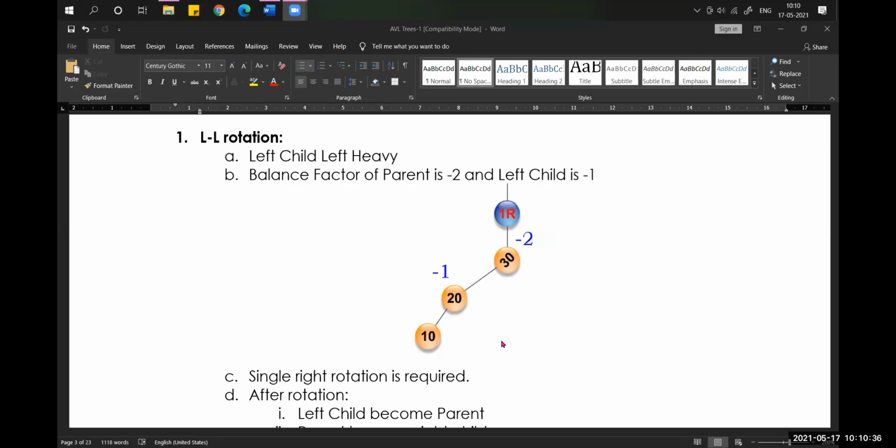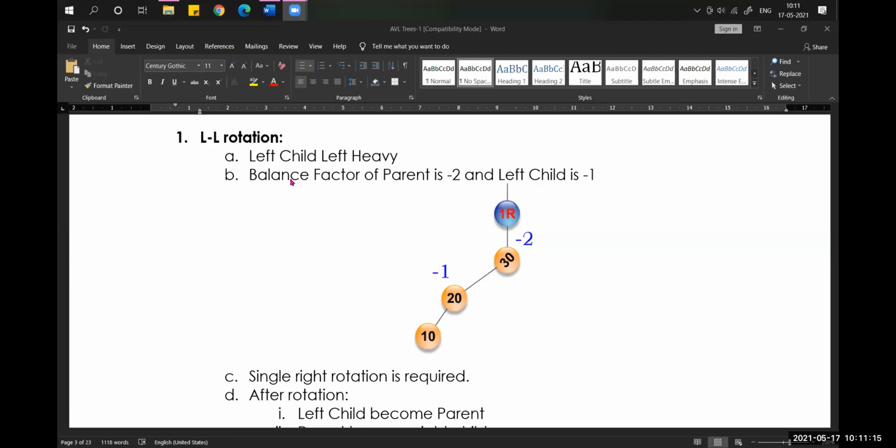We have four rotations. Which rotation do we have to select for balancing this imbalanced tree? LL rotation. Why are we choosing LL rotation? Because if you observe this tree, which side are the nodes more? Here, the left part, left child, left heavy. So on the left side only, more children, more nodes are present. That's why we choose LL rotation.